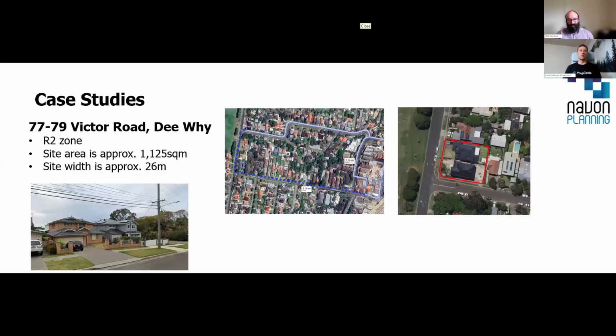Moving on to the second and last case study. Again, a property in Northern Beaches. It's in Dee Why. So this time I put two properties together. So you get a property that's 1,125 square meters and a width of 26 meters. And again, it's only R2, mind you, this property. And I did the walking distance in the middle. You can see it's about 700 meters or so to the edge of that Dee Why town centre. Again, it ticks the box. It is in that area, so definitely.